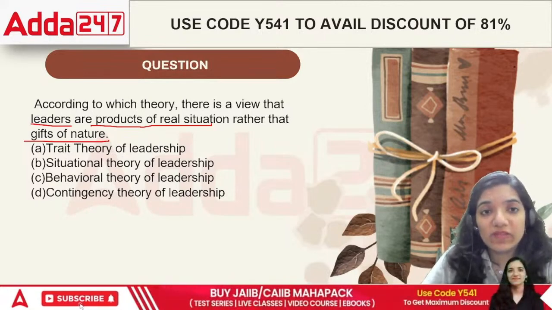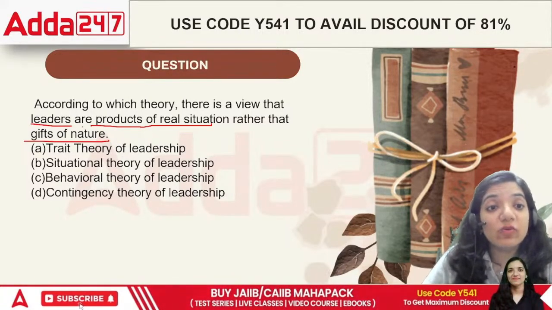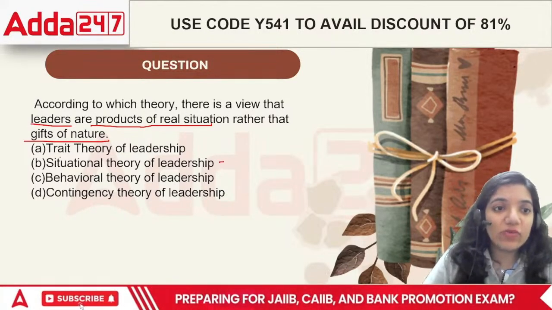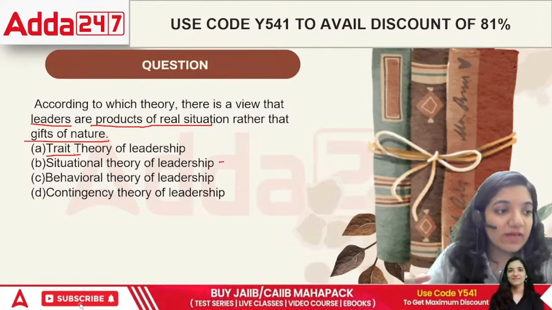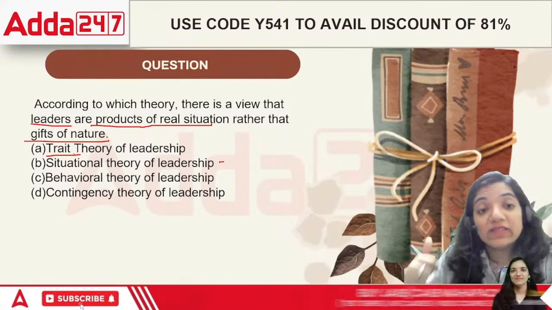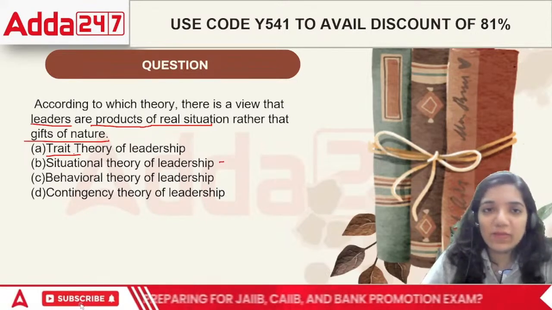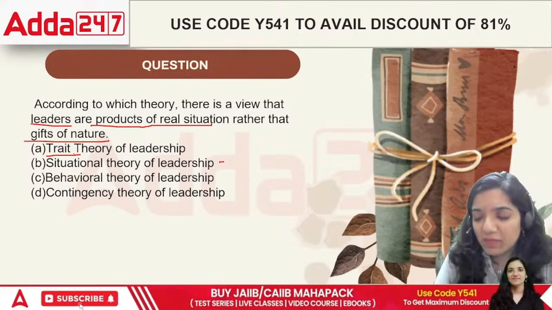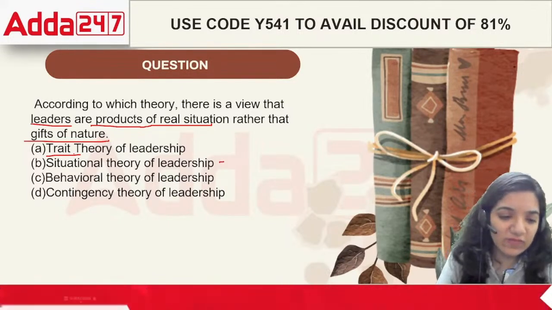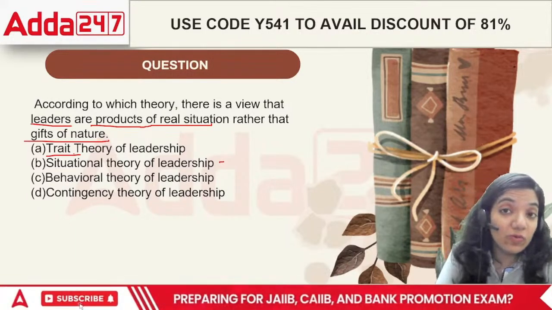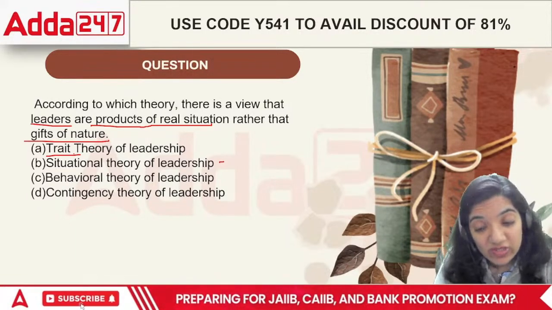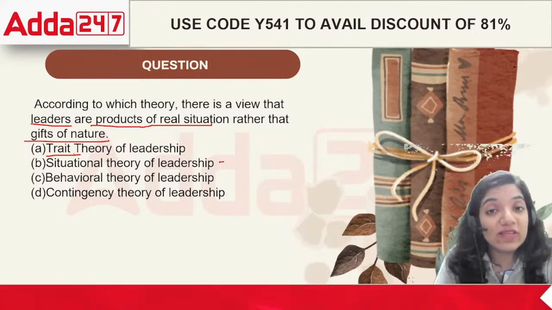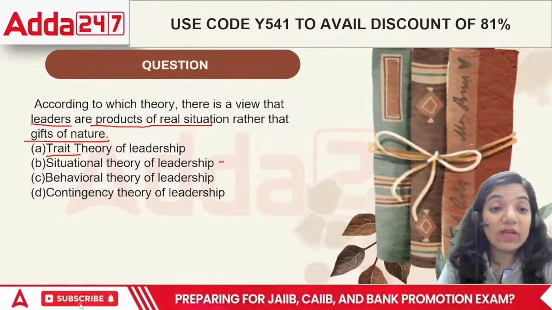Okay, so when I talk about this area, according to which theory, there is a view that leaders are products of real situations. See, the point is situational theory. Trait theory is all about characteristics. That means a leader has certain traits which make him stronger. Situational theory means, for example, how did Spider-Man become Spider-Man? He became Spider-Man because there was a situation, he faced the villains, and that's how he became the hero in that particular situation. So situational theory is basically a point where a particular person shows extraordinary skills at the time of stress, and that's how he becomes the leader.